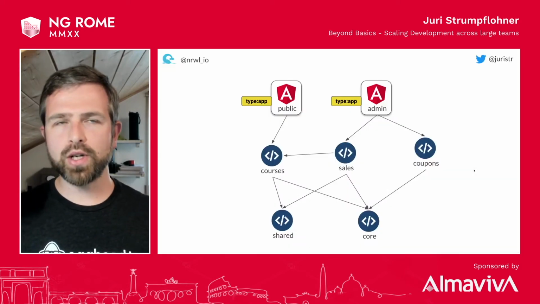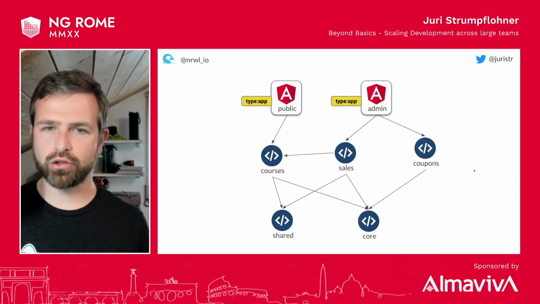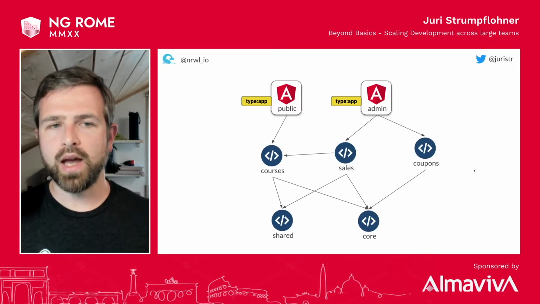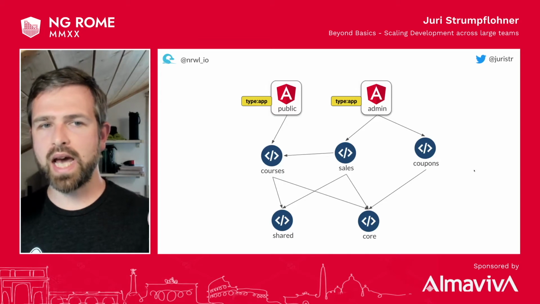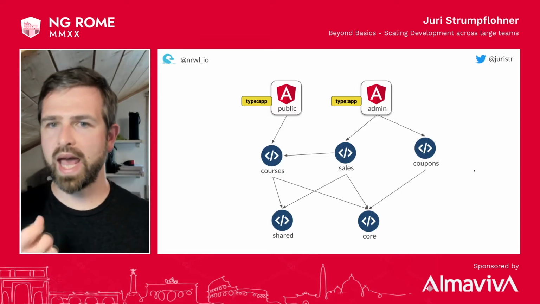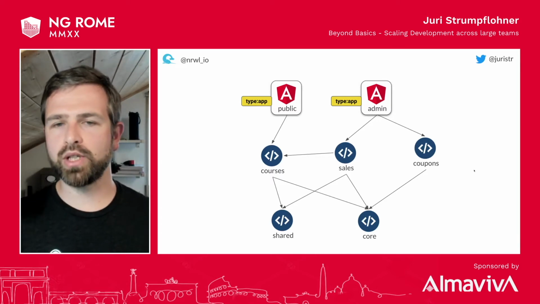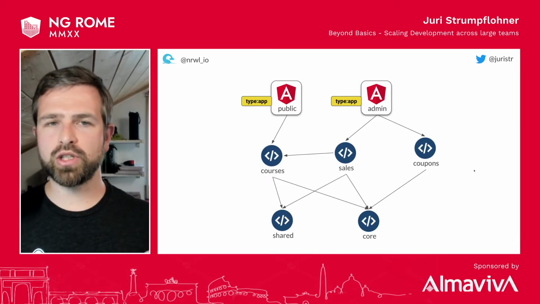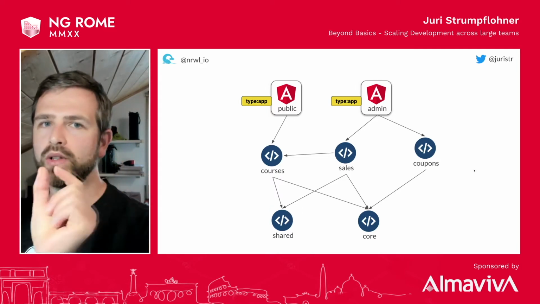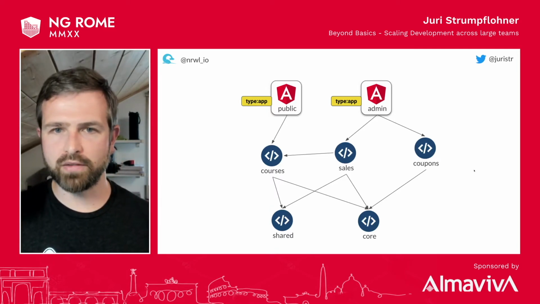Now in NX, there is a mechanism that helps you structure that, and that's the so-called labeling or tagging. Here, for instance, you can see type: app. This is just a string which you attach to applications and libraries. The recommendation is to have that separation: a prefix, a colon, and then whatever you want to place after that.